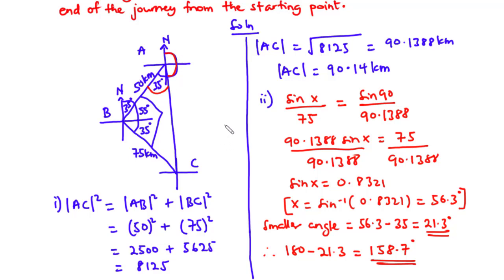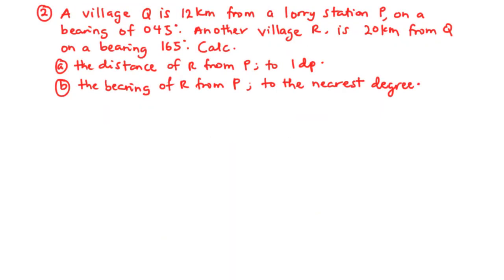Now let's solve the second question, question 2. A village K is 12 kilometers from a lorry station P on a bearing of 45 degrees. Another village R is 20 kilometers from K on a bearing of 165 degrees. Calculate A, the distance of R from P to one decimal place, and then B, the bearing of R from P to the nearest degree.